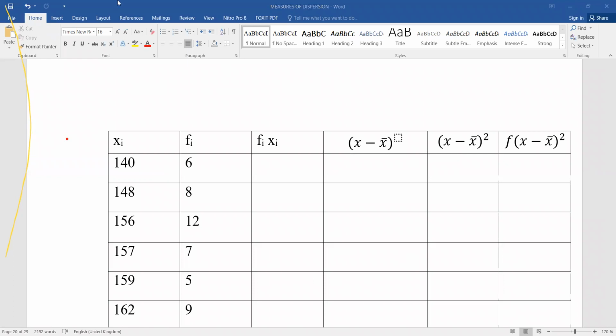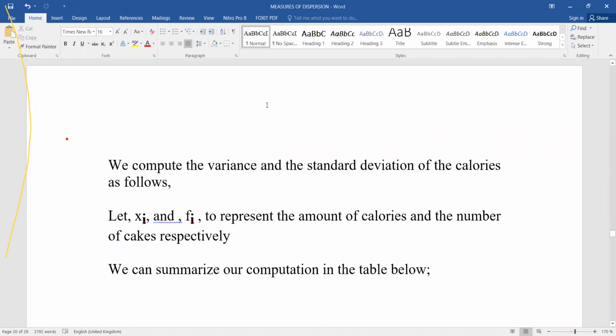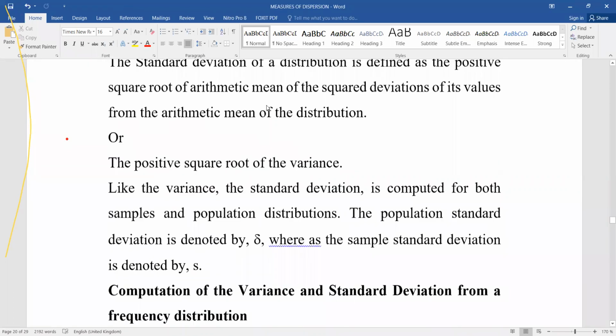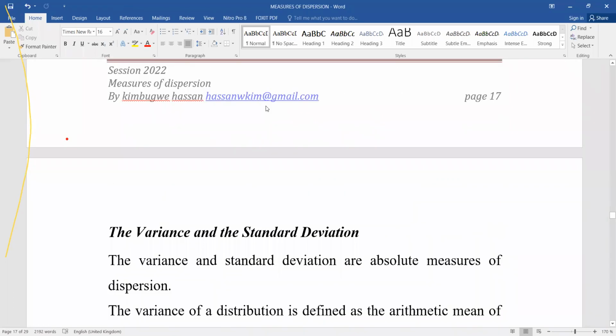Okay, we are back. So we'll look at the last two measures of central tendency, which are variance and standard deviation, and the coefficient of determination. The variance and standard deviation are the absolute measures of dispersion.